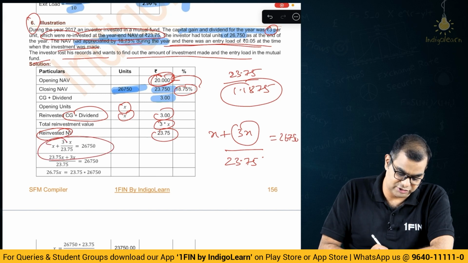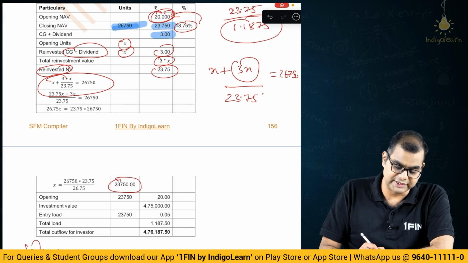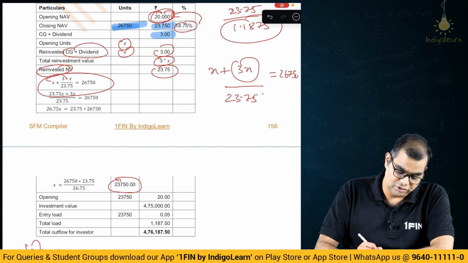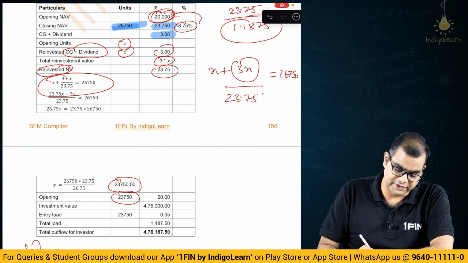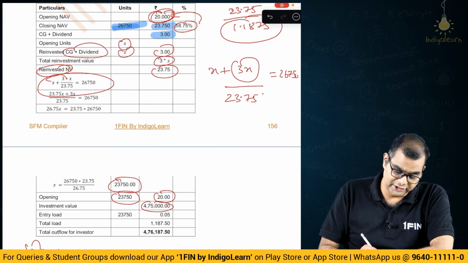You solve this equation and you get a value of X as 23,750. So, opening units are 23,750, and you had an opening NAV of 20. So, your investment was 23,750 into 20, which is 4,75,000, and you also paid an entry load. Entry load of how much? 0.05.